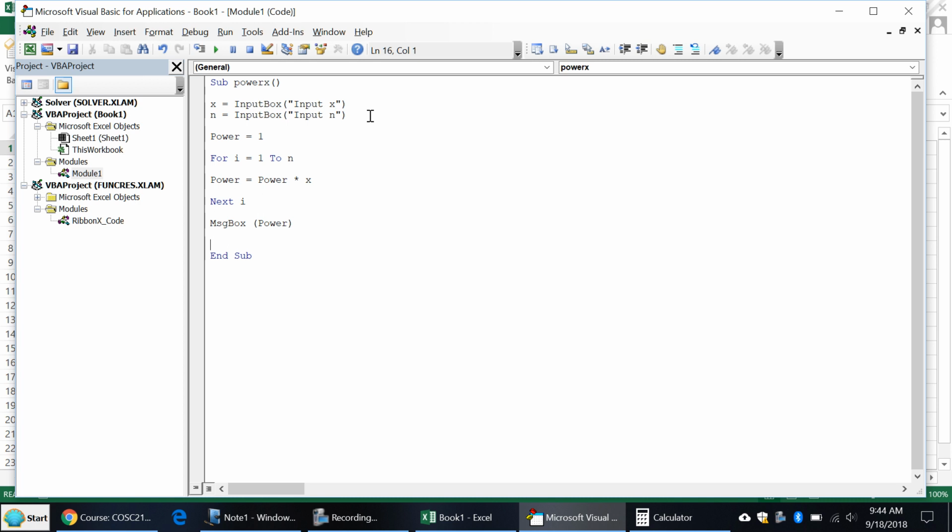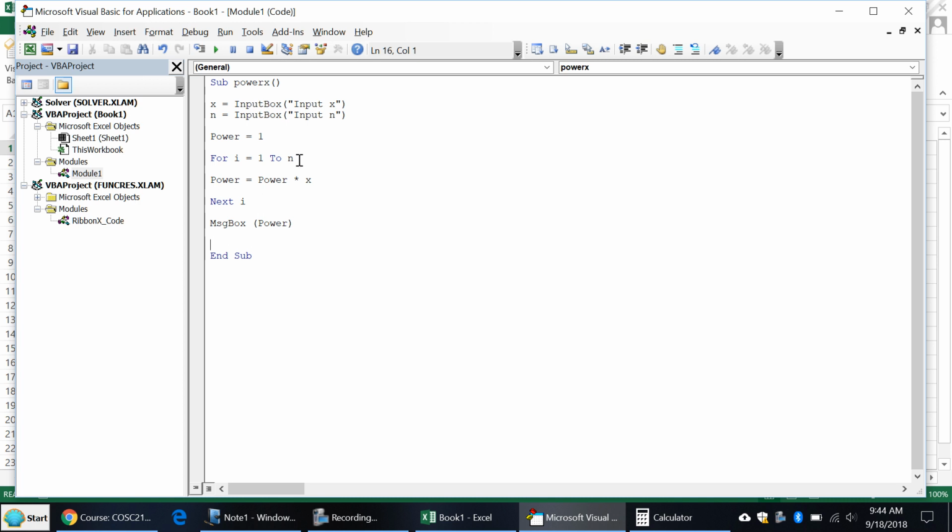So let's think about how it works. Let's suppose we put in a value of x is 2, input box n is 3. So power is initialized as a variable being equal to 1. So then I say for I equal 1 to 3. So power is equal to power, which is 1, times x. What is x? X is 2. So power is now equal to 2. Next I. I is equal to 2 now. So power is equal to power times x. Power is equal to 2. X is equal to 2. 2 times 2 is 4.